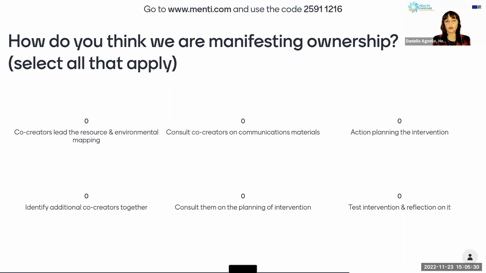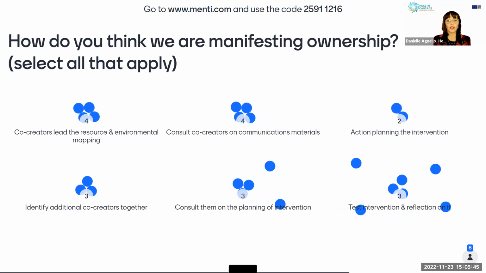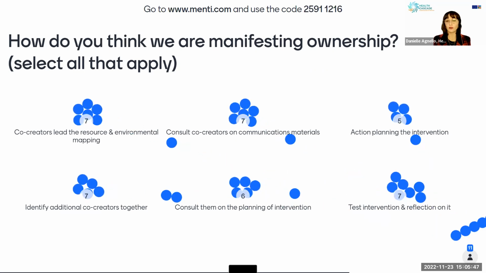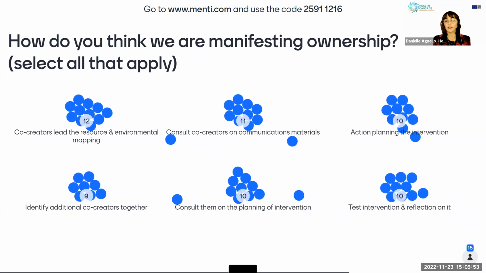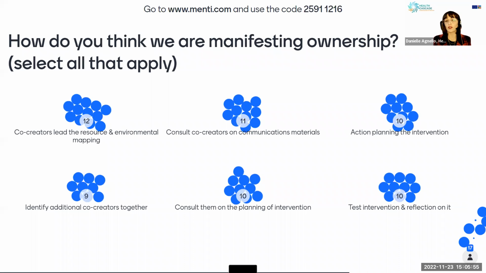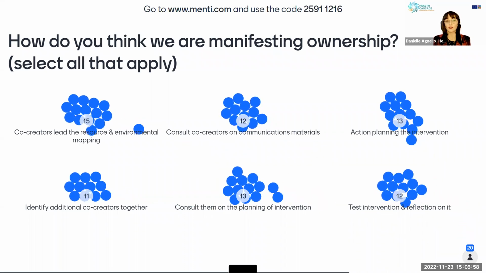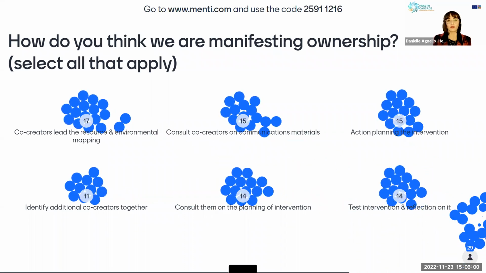So the first response is the co-creators lead the resource and environmental mapping exercise. There's consultation of the co-creators on the communication materials about the project. There's action planning of the intervention, the identification of additional co-creators together, perhaps consulting the co-creators on the planning of the intervention, and testing the intervention and reflecting on it. So we see an even spread. I think this is a bit more of a challenging one.